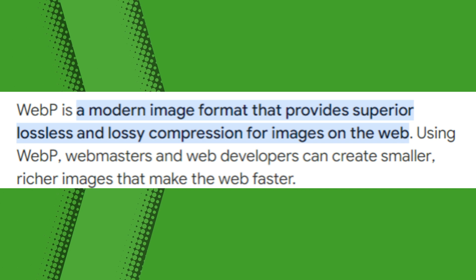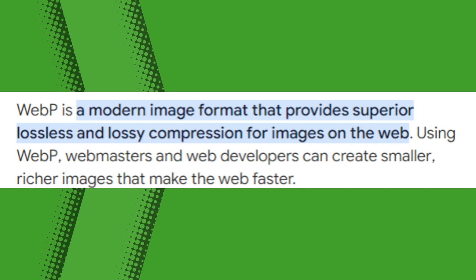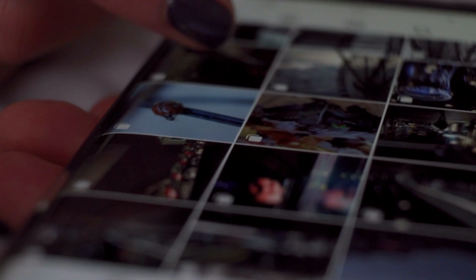3. WebP, a modern format that provides high-quality images at smaller file sizes. It's supported by most modern browsers. For WordPress, WebP is a fantastic option if your theme supports it. Once you've chosen the right format, the next step is to compress your images.